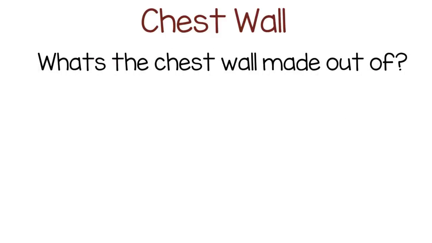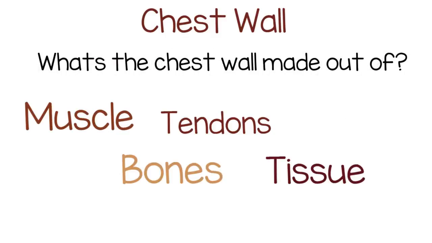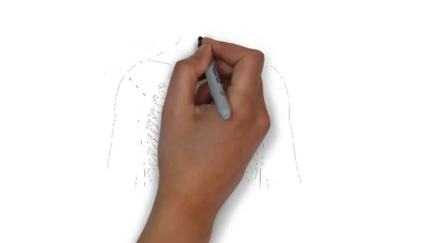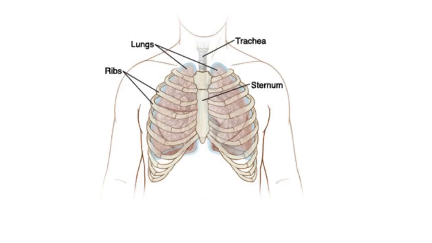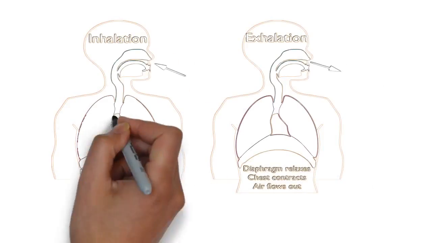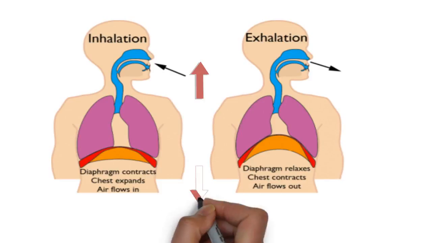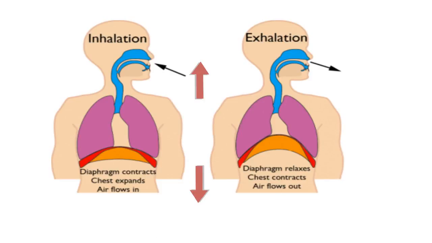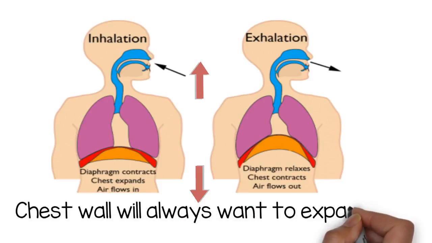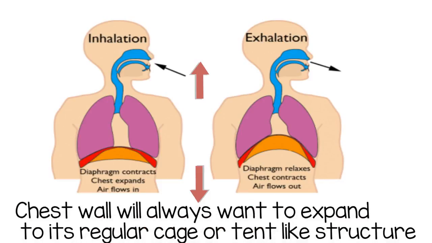Now, second is the chest wall. What's the chest wall made out of? Muscle, tendons, bones, tissue. The way I want you to think of the chest wall is a skeleton with little pulleys, which are muscles and tendons, and the way it's shaped is like a cage. The way the skeleton is shaped with its tendons and muscles makes it so that it's like a tent, upright. And when you push it, it wants to push back, kind of the opposite of the lung. The point is that the chest wall will always want to expand to its regular cage or tent-like structure.